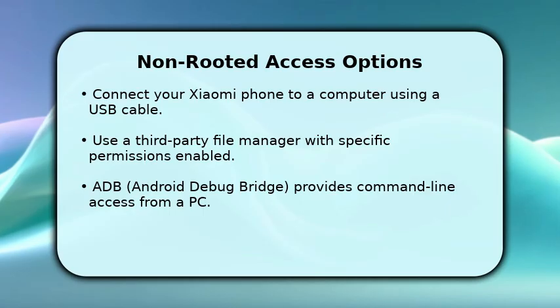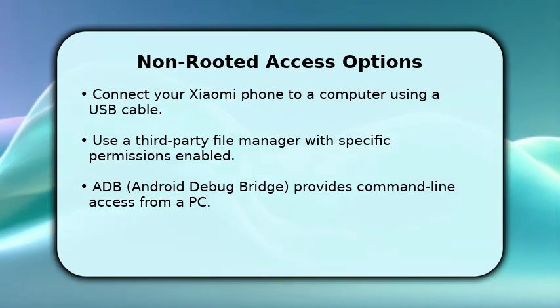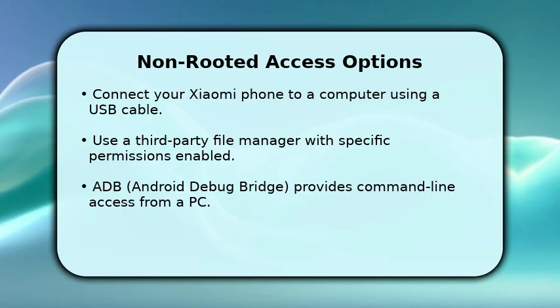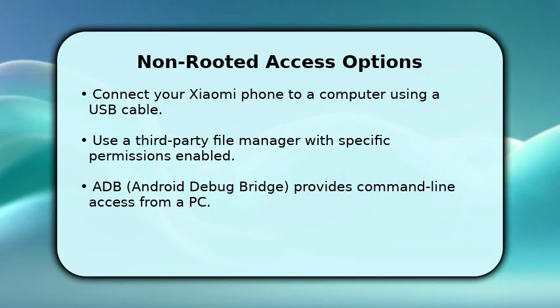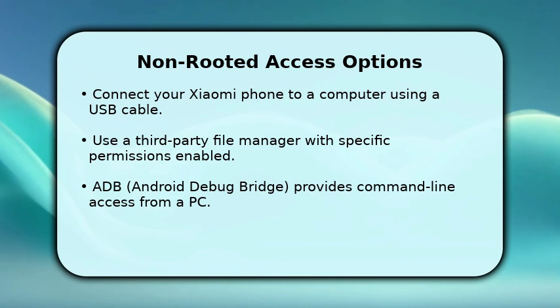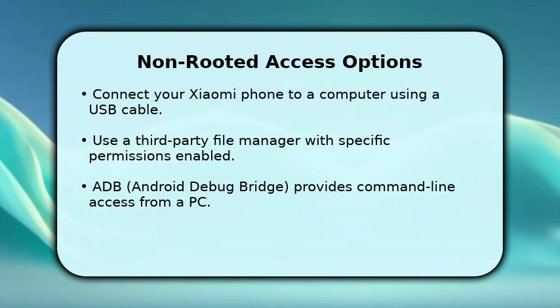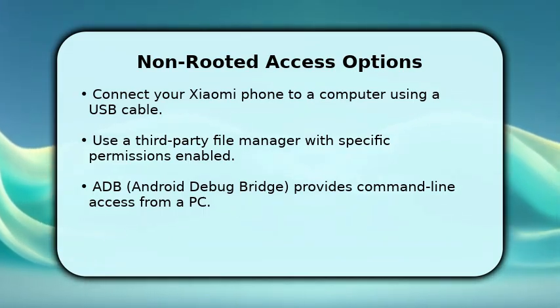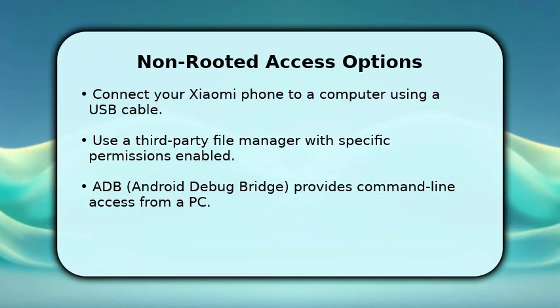One common method is connecting your phone to a computer via a USB cable and selecting file transfer mode. This allows you to browse some internal storage, including the Android/data and Android/obb folders, though access might be limited by Android's security policies. Alternatively, certain third-party file managers, like Solid Explorer or My Explorer, can offer more extensive access after granting them special permissions. ADB, or Android Debug Bridge, is another powerful tool for advanced users.